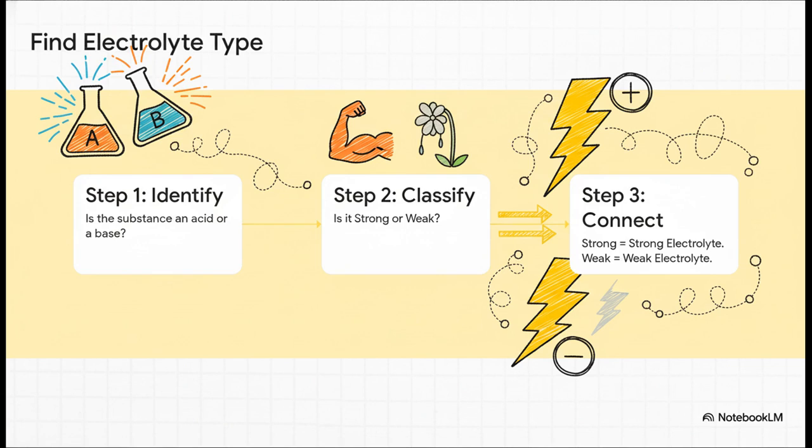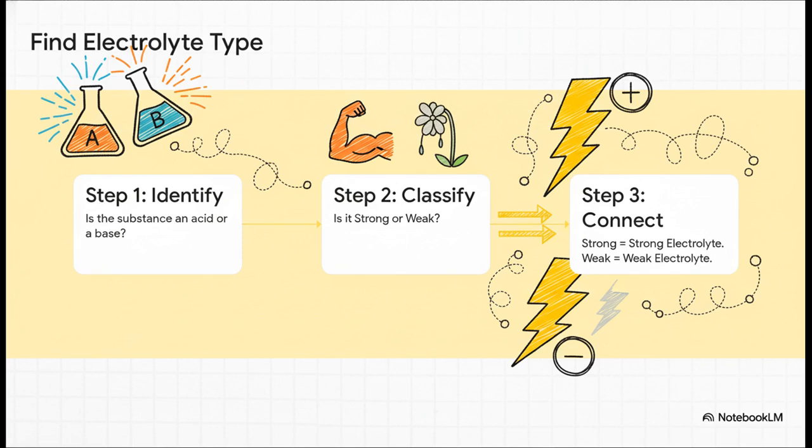And this is how it all clicks into place. It's a simple three-step process. First, you figure out if you're dealing with an acid or a base. Second, you classify its strength. Is it strong or weak? And that's it. Because the connection is direct. A strong acid or base is a strong electrolyte. A weak acid or base is a weak electrolyte.